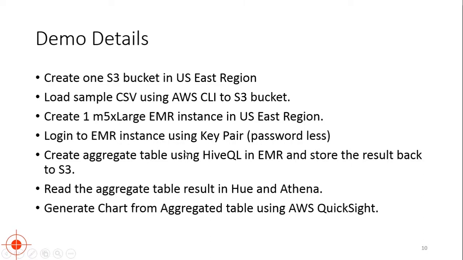Once we log in, then we'll create an external table of the data we have in S3 using HiveQL, and then we'll create an aggregated table on top of it and store the result back in S3 in another folder. We will also try to query the aggregated table via Hue and Athena, and once it's set up properly, then we'll create a chart from the aggregated table using AWS QuickSight.